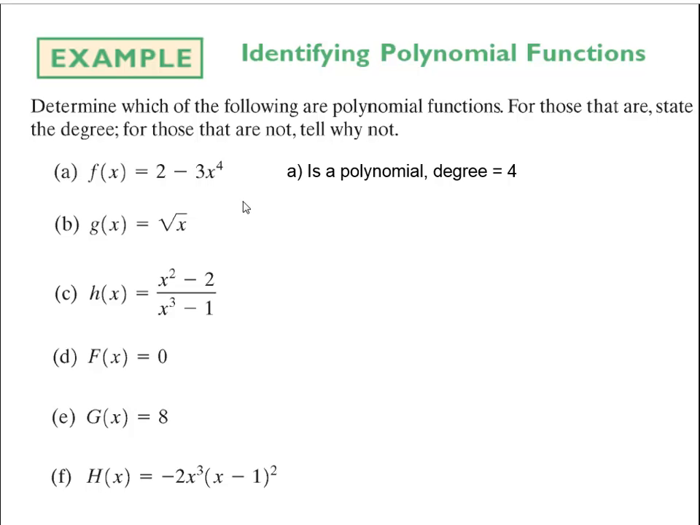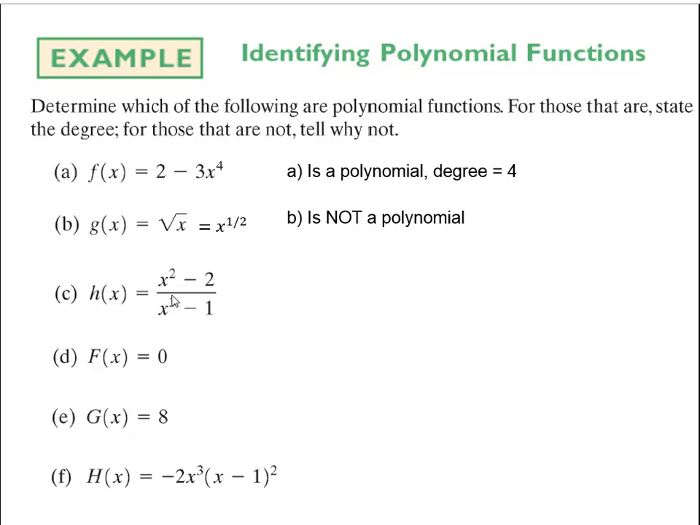That's the largest power. The second one is not a polynomial because when I write this as an exponent, this is x to the 1/2. Remember that anything written as a root can also be written as a rational exponent. That's one of our properties of exponents. So that's not a polynomial. This is a rational exponent, not an integer. The third one would not be a polynomial either.